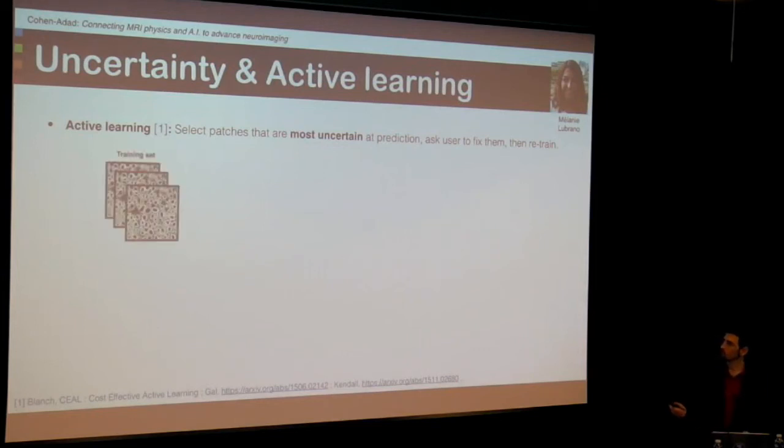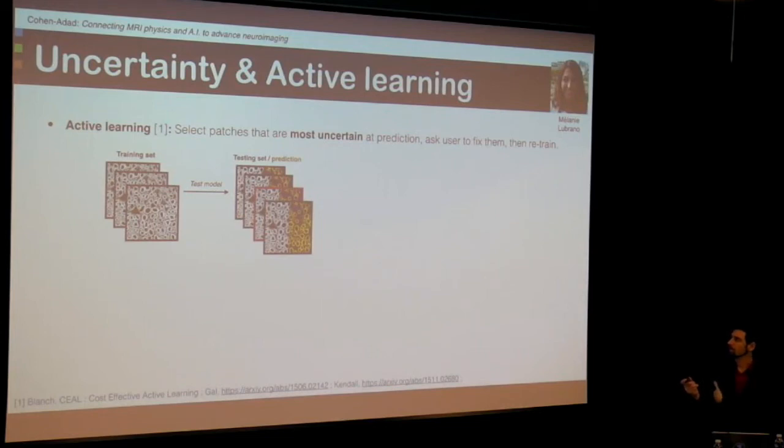So as an example, we start off with a training set, okay, where we have the labeled data. And we test the model. So there's a testing set, and there's also a prediction associated with it. And then we can identify the predictions that are the least certain, and that could be based on Monte Carlo samples from the dropouts. It could be based on Bayesian methods. There's a whole literature where you can get more information from Gal et al. about how to measure uncertainty with deep learning.